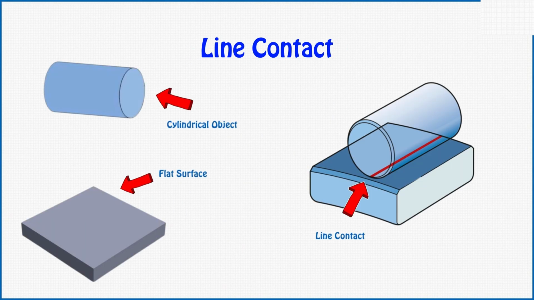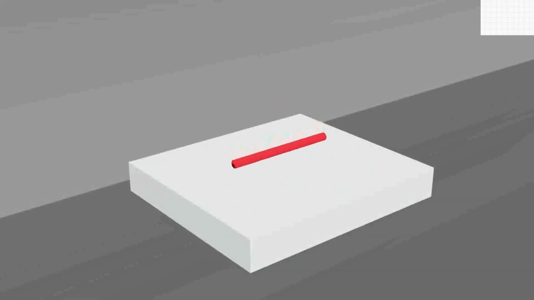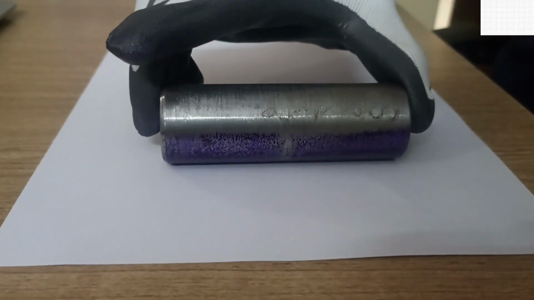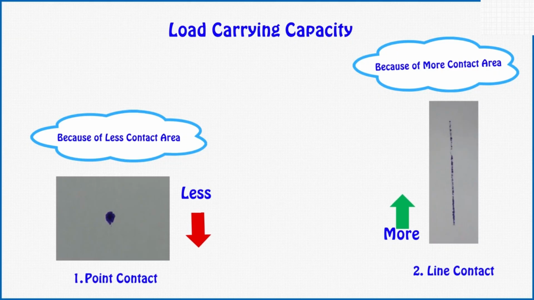Line contact. When a cylindrical object comes in contact with a flat surface, the contact area will be a line as shown in the figure. To demonstrate, let's take a cylindrical roller, dip it in ink, and place it over a flat surface. The contact area is forming a line. This is line contact. As a result, the load carrying capacity of line contact is more compared to point contact due to the more contact area in the line contact.